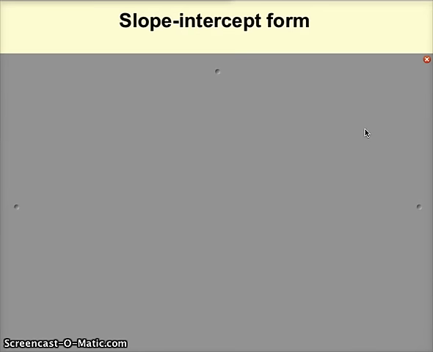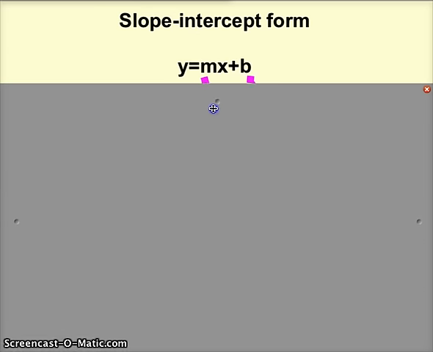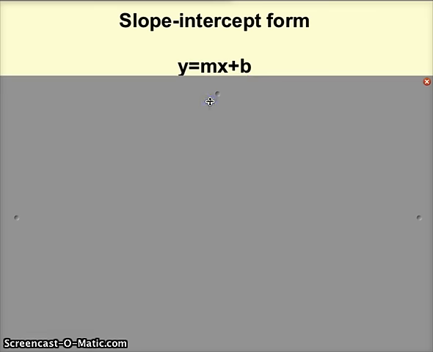Today we will talk about slope-intercept form. Slope-intercept form is what you're used to hearing as function form. Y is by itself equals m, which we know stands for slope, x plus b.